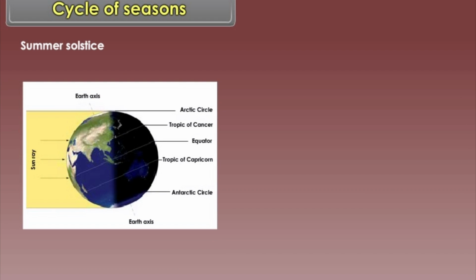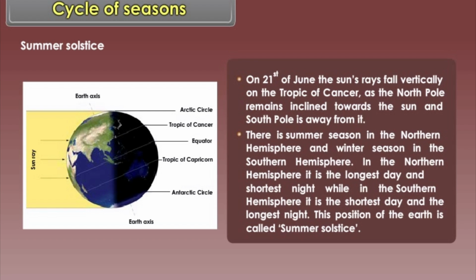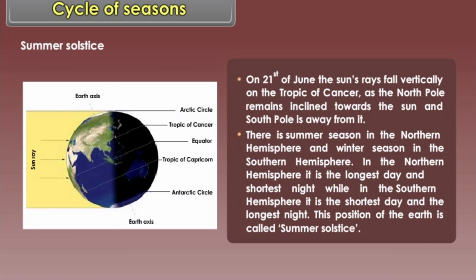Summer solstice. On 21st of June, the sun's rays fall vertically on the Tropic of Cancer as the North Pole remains inclined towards the sun and South Pole is away from it. There is summer season in the Northern Hemisphere and winter season in the Southern Hemisphere. In the Northern Hemisphere, it is the longest day and shortest night, while in the Southern Hemisphere, it is the shortest day and the longest night. This position of the earth is called summer solstice.